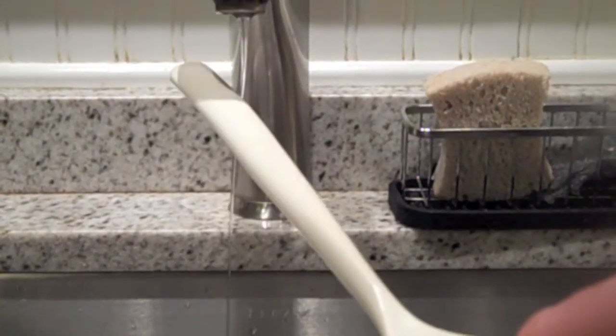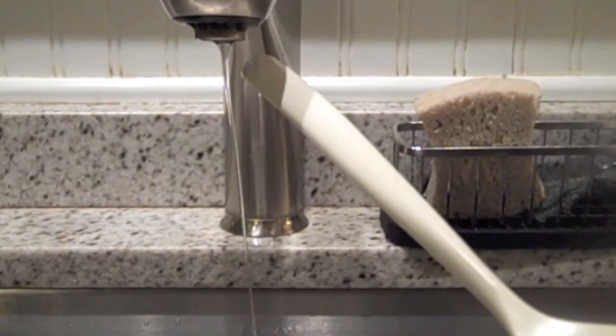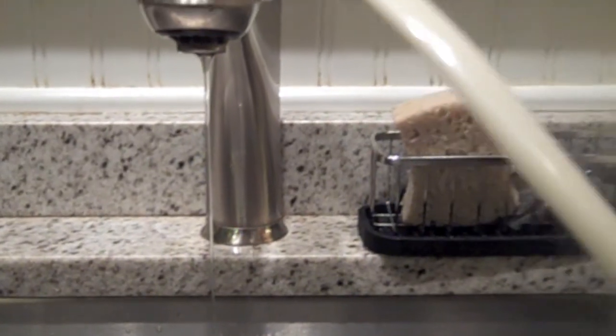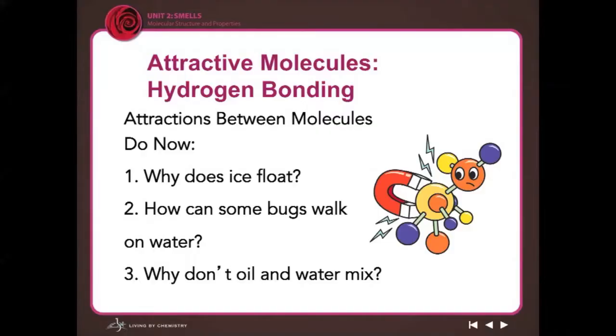Can I do it the other way? Yes, because the water is polar and the rod is attracting the positive end of those water molecules. The static charges that are making that water bend also lead to some other magical qualities. Three questions I have for you. Three questions about water that you've seen, but maybe never really thought about.